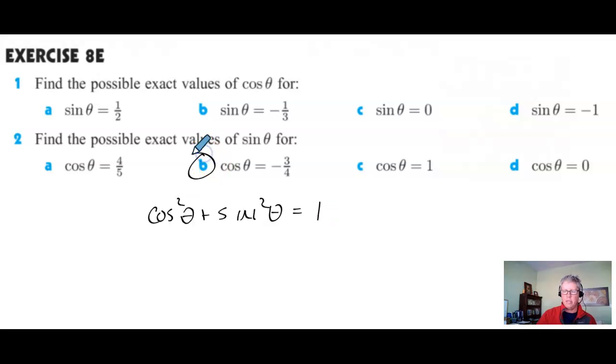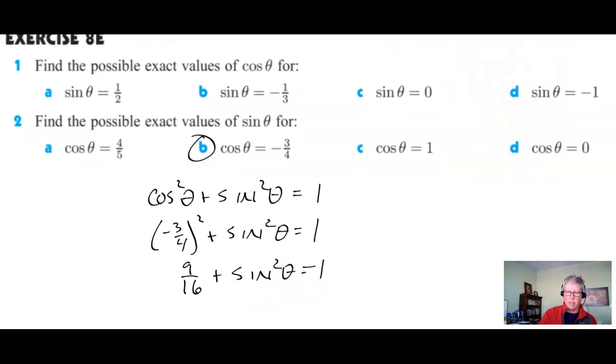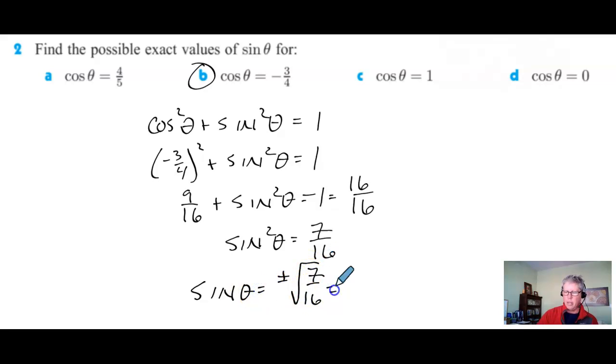If we randomly pick one of these, let's say that one, we would plug that in: -3/4 squared plus sine squared theta is equal to 1. Square that, 9/16 plus sine squared theta is equal to 1. Subtract. 1 is the same thing as 16/16 in most universes. If I subtract that, I get 7/16. When I take the square root, I've got to take plus or minus. That's going to give me plus or minus the square root of 7 over 4.